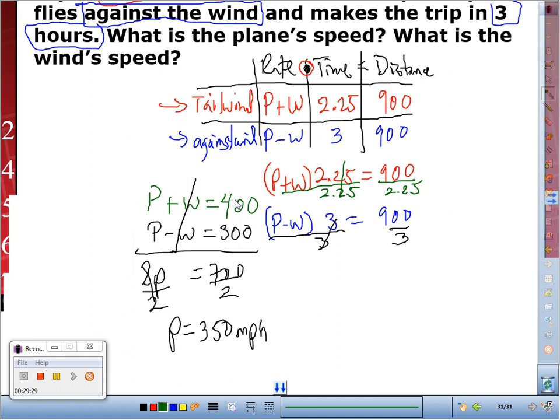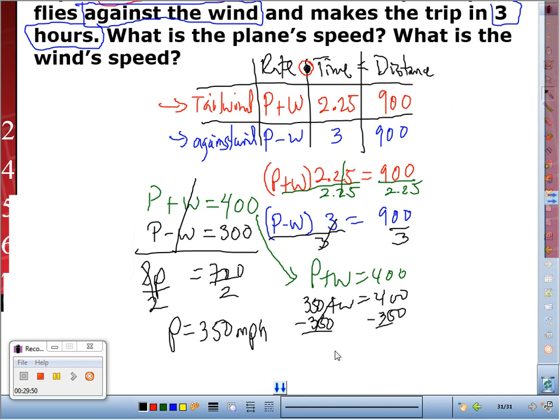From there, I use one of these 2 equations. I'm going to use the top one. P plus W equals 400. I'm going to substitute 350 for P: 350 plus W equals 400. Minus 350, minus 350. W equals 50 miles per hour, and we just write our statement. Yes? What is P plus P?